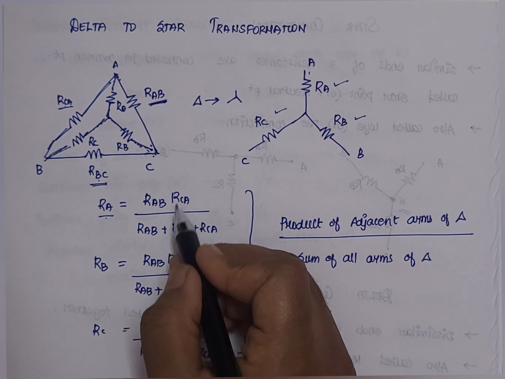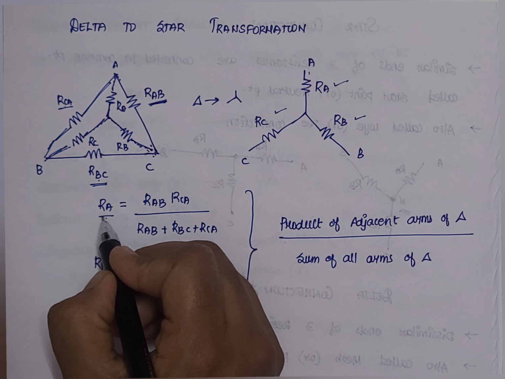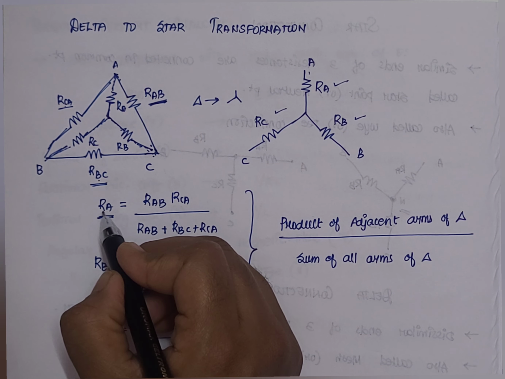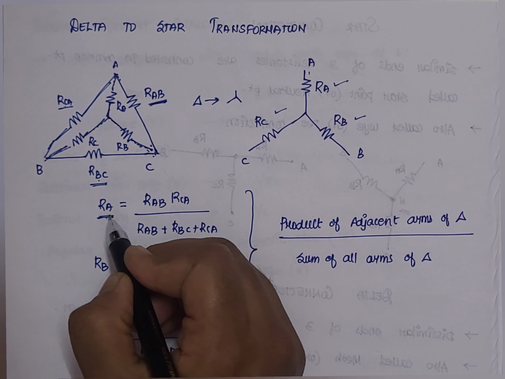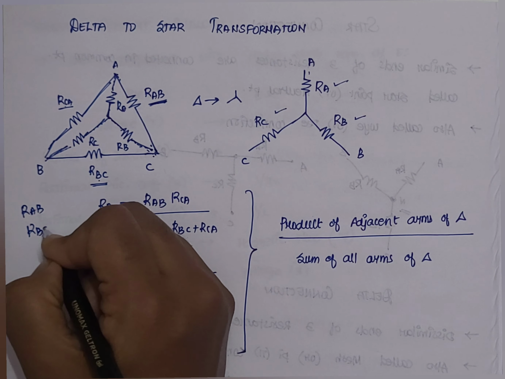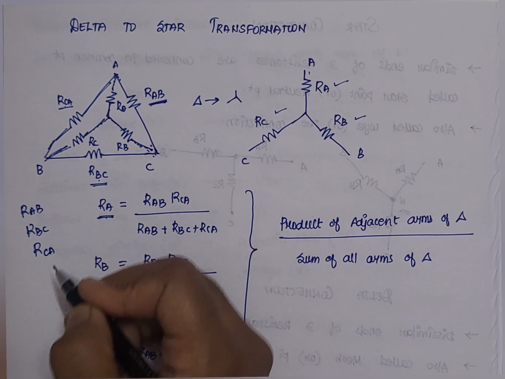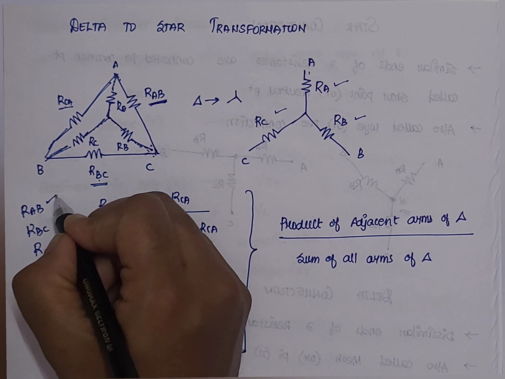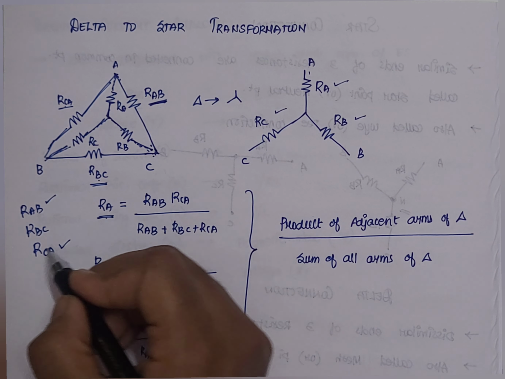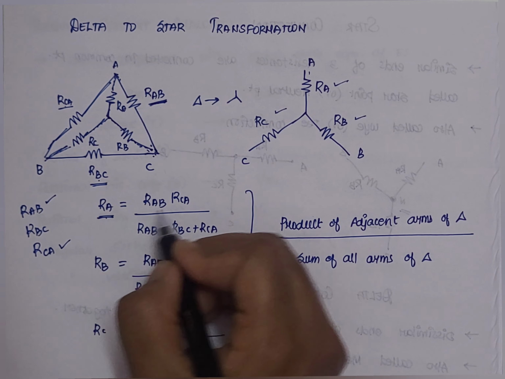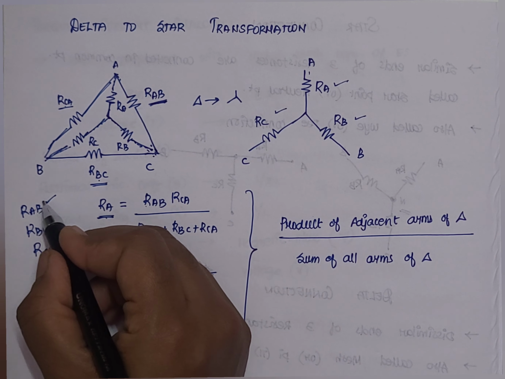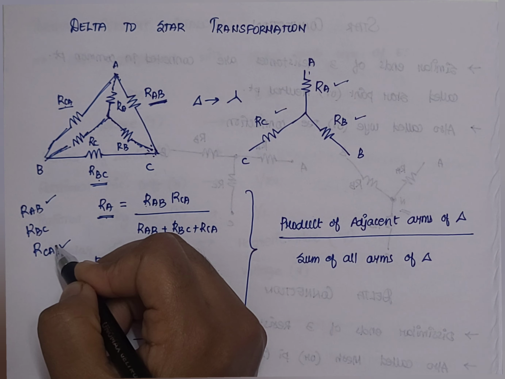Let me tell a shortcut for this particular formula. If you are going to calculate the value for RA, you have to include all the resistances in terms of RA. For example, we have three resistances, RAB, RBC, RCA. So in terms of A, we will have both RAB and RCA, where we have this A notation. So we have to include these two resistances in the numerator: RAB RCA divided by the total sum of all the resistances.